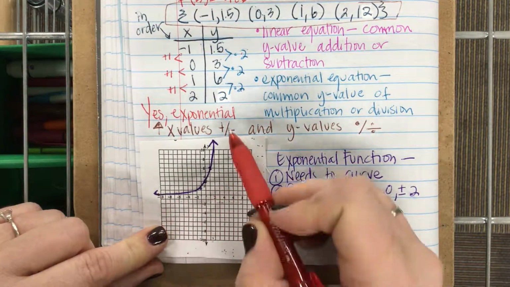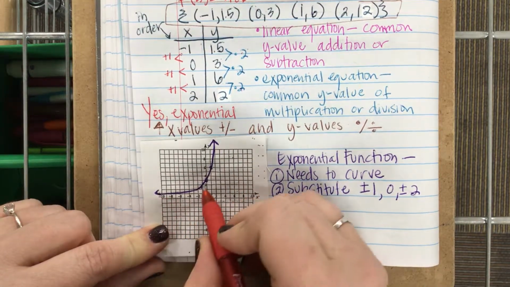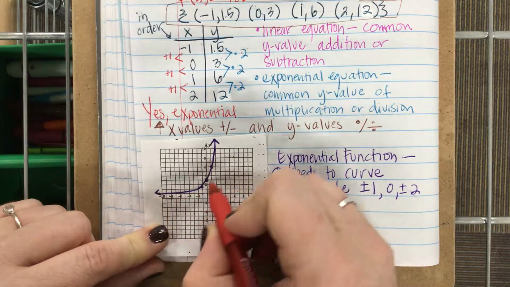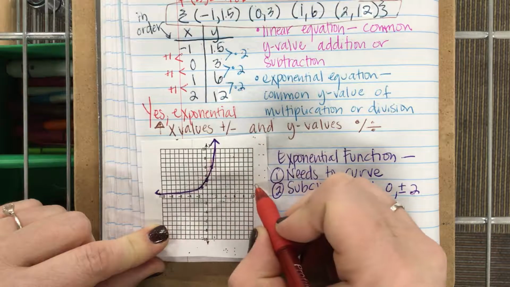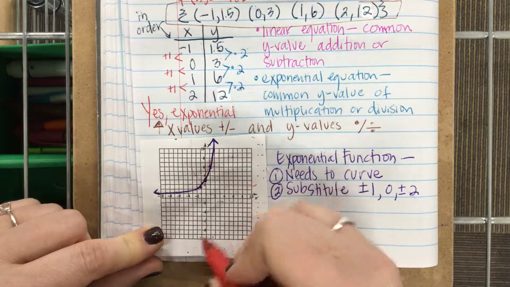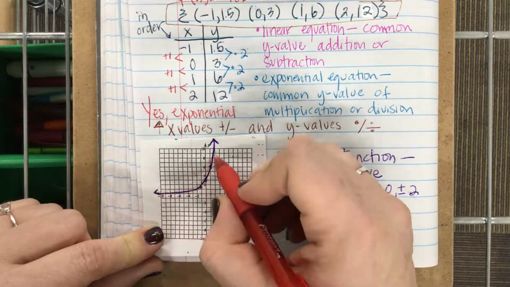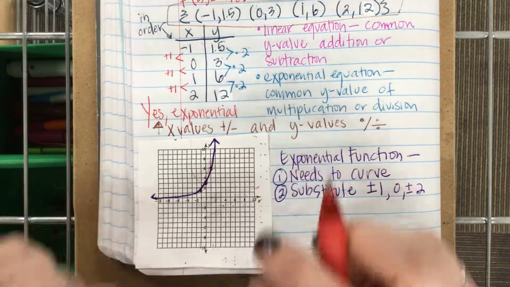And then if you're given a graph, is it an exponential function? It needs to make a curve. It could open up, it could go up to the right, or it could go down to the right. It could be upside down. It could be any of those things as long as it has a curve. There is no straight line in an exponential function.